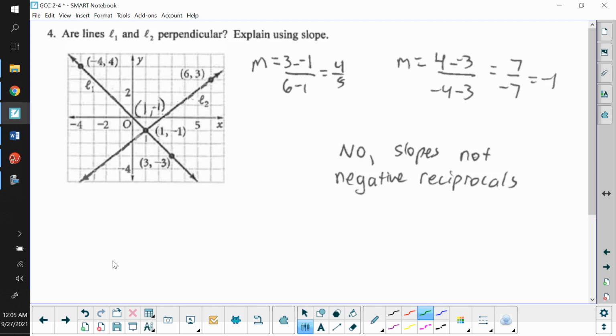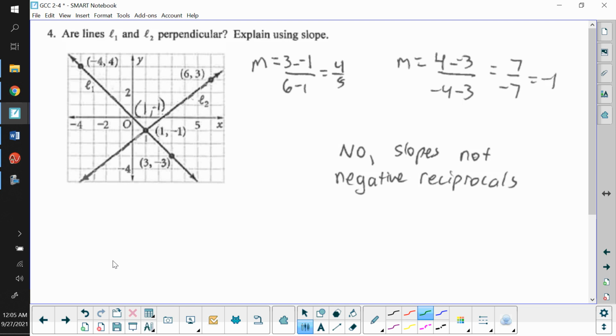This was very similar to what we did in class. We just take 2 points and find the slope on them. So you had the (-4, 4) and the (3, -3). That slope gave you -1. On the other line, we had (6, 3). And then you had to pick another point that was nice. So you had one (-1, 1) there, the intersection point that you could use. And that gave us 4/5.